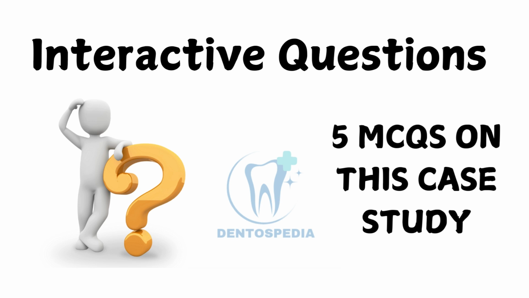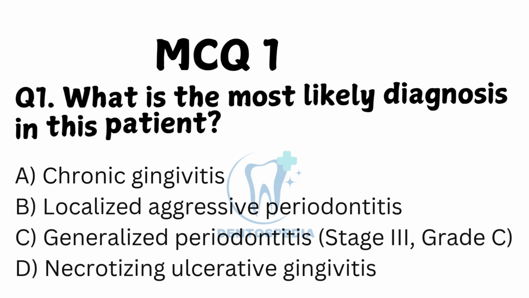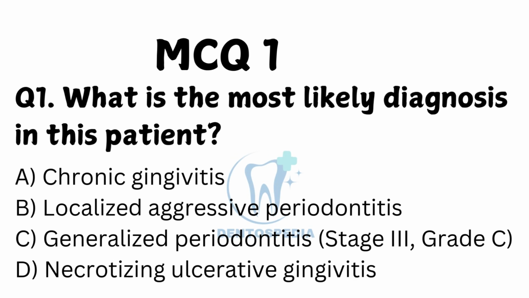I'll show you the question with 4 options, give you a few seconds to think, and then we'll reveal the correct answer with explanation. Question 1. What is the most likely diagnosis in this patient? Options. Option A. Chronic gingivitis. Option B. Localized aggressive periodontitis. Option C. Generalized periodontitis. Stage 3. Grade C. Option D. Necrotizing ulcerative gingivitis. Take 10 seconds to think.